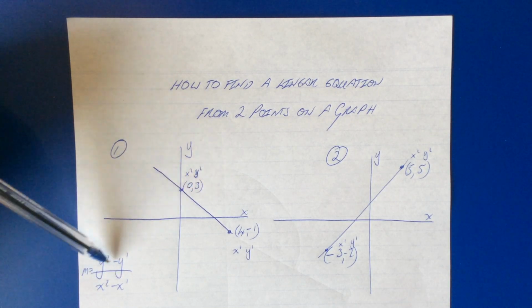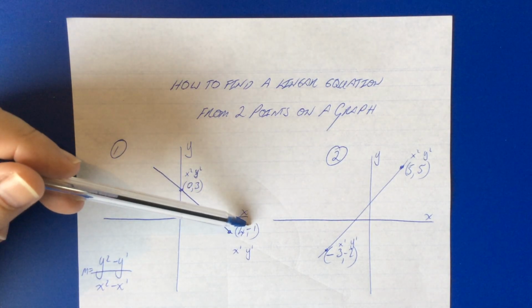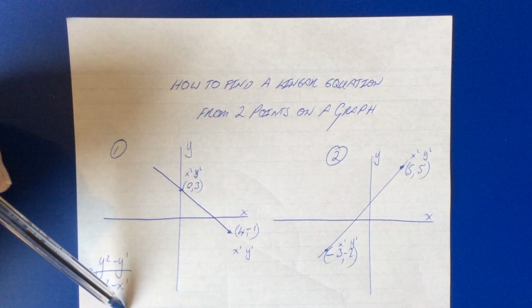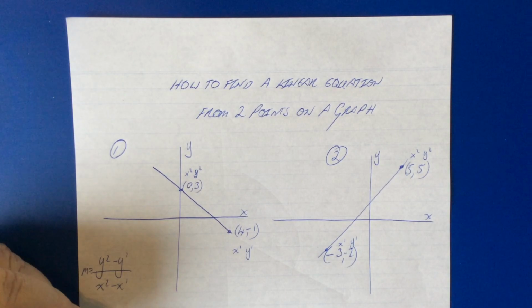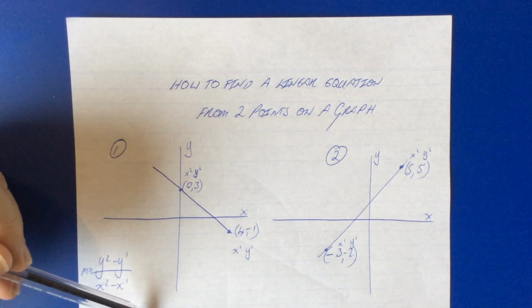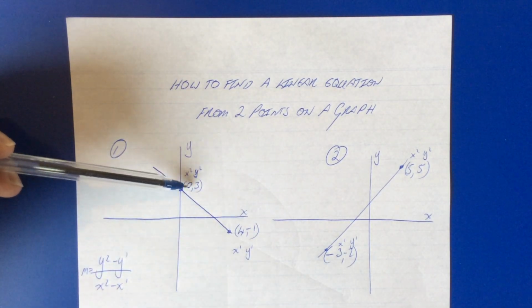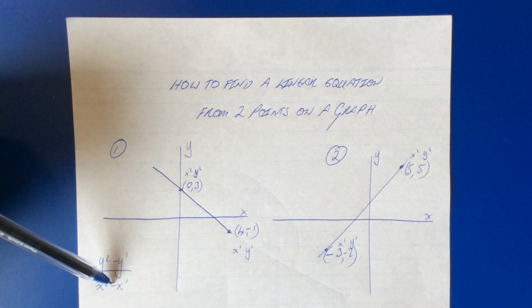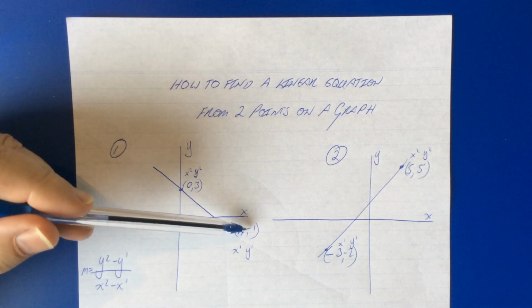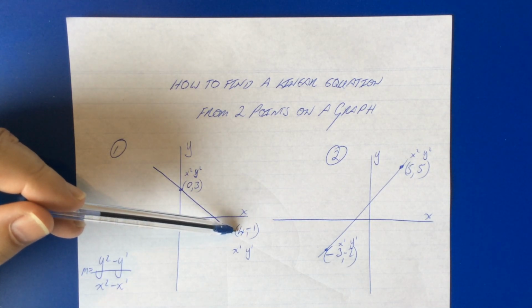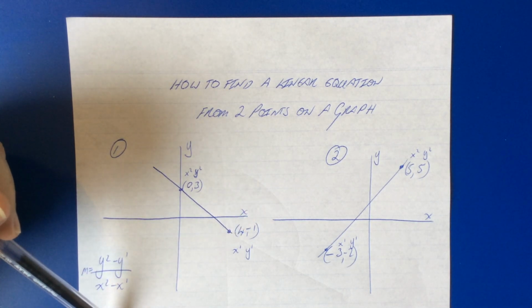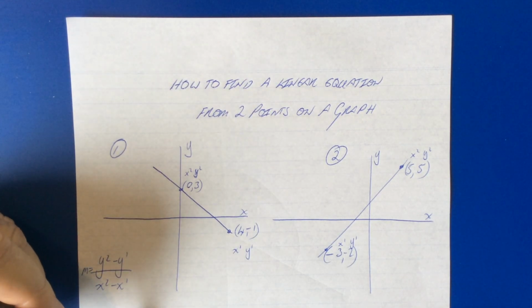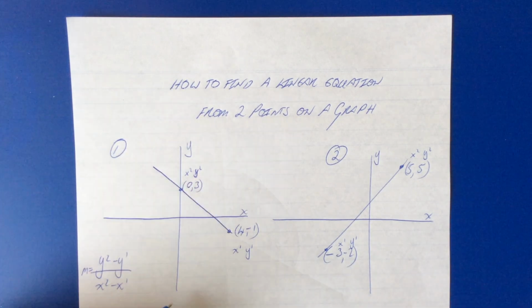So y2 is 3, y1 is negative 1, so that's 3 minus negative 1, which is as good as adding the 1, which gives us 4. x2 is 0, so we put 0 there, and we subtract x1 from it. x1 is 4, so it is 0 minus 4. And so we have 4 over negative 4, which gives us a gradient of negative 1.